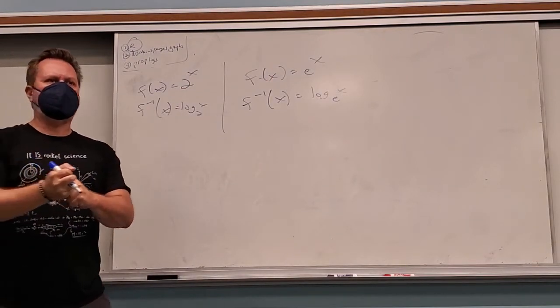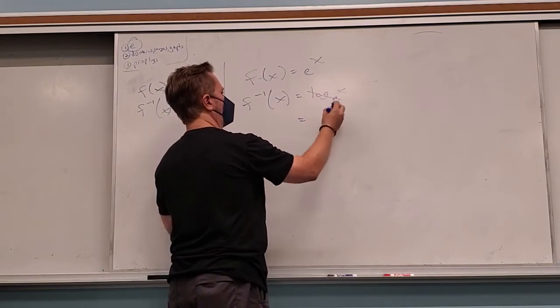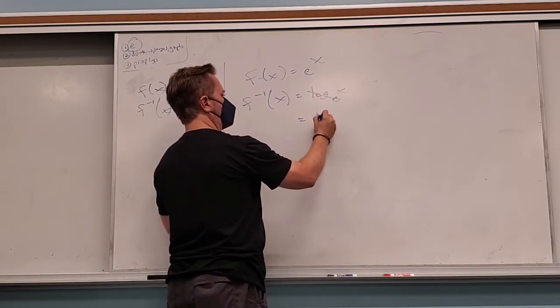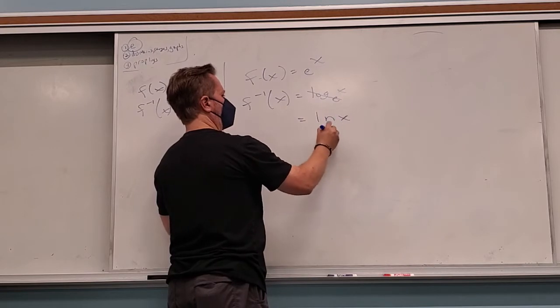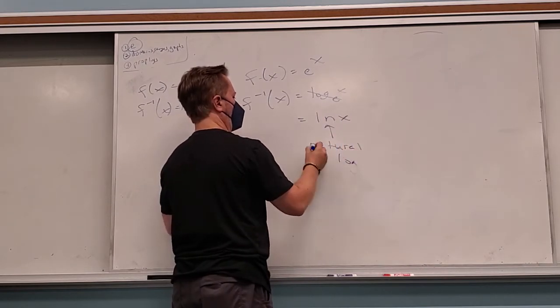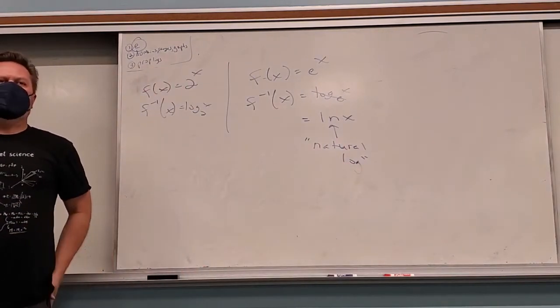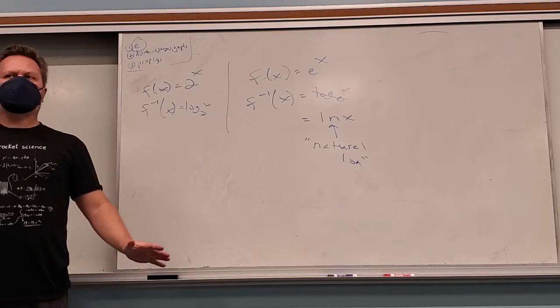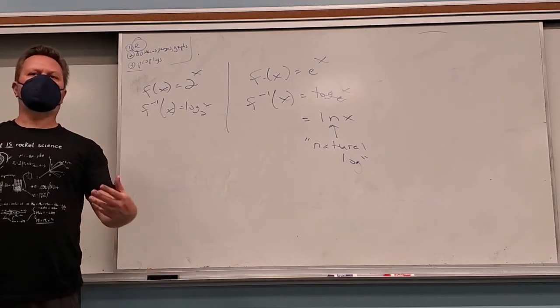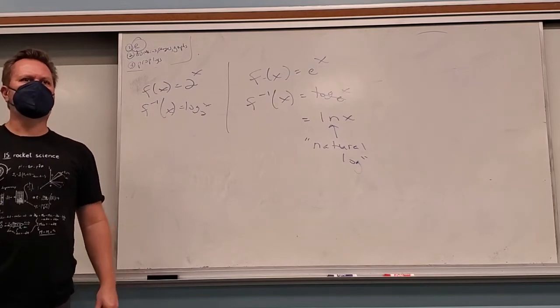Does anyone know what the actual symbol is? We don't use this symbol. We use a different symbol. Natural log. ln, we use the natural log. All natural log means is log base e. It's just the symbol we chose to use.